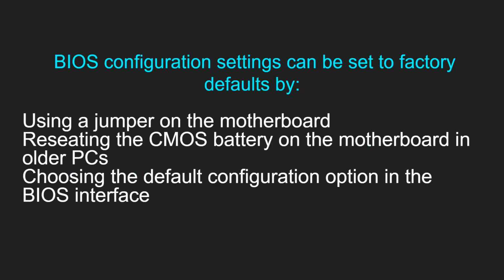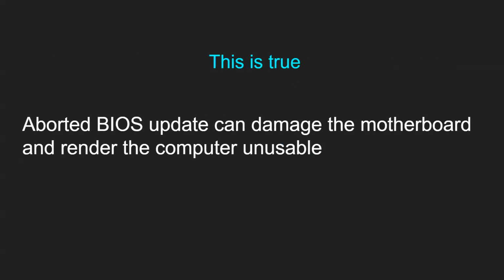BIOS configuration settings can be set to factory defaults by using a jumper on the motherboard, resetting the CMOS battery on the motherboard in the older PCs, choosing the default configuration option in the BIOS interface. This is true. A bad BIOS update can damage the motherboard and render the computer unusable.